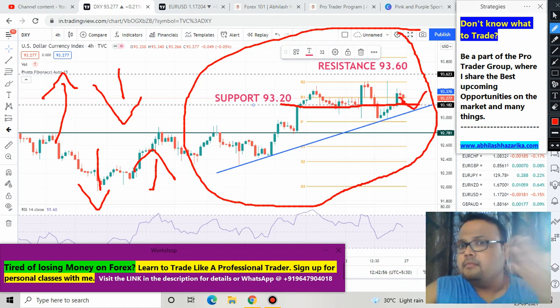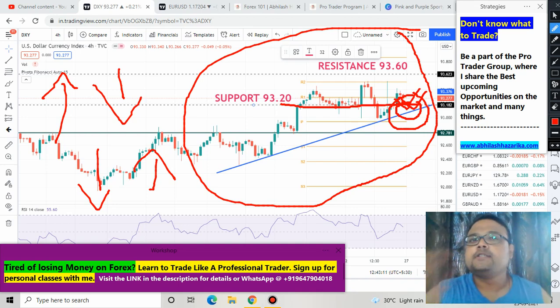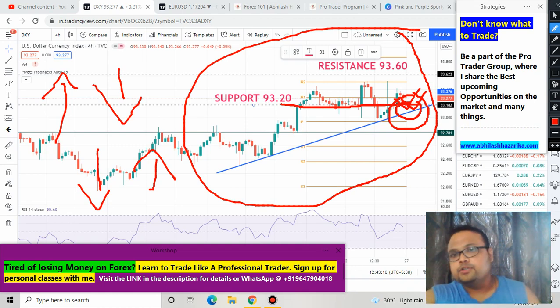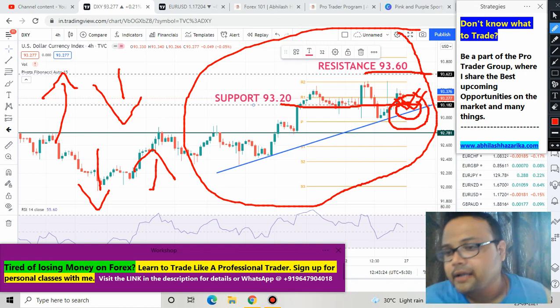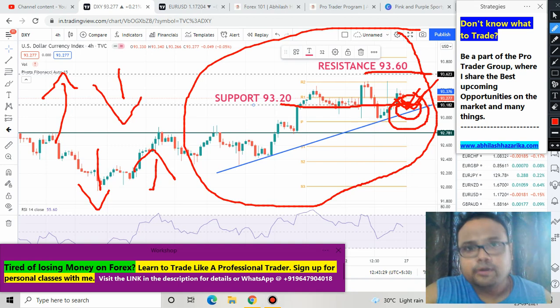And in case it fails also to bounce from 93.20 level, we have a support in the form of a trend line here. So US dollar has got double support at this particular level, and if dollar bounces from this particular level, then definitely Euro USD will witness some heavy selling on Monday, because dollar will be very bullish. When dollar has a resistance at 93.60, that's a different chapter. But right now on Monday, there is a good possibility of US dollar bouncing from the support and Euro USD going down.